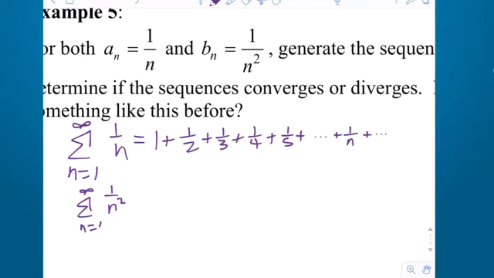Now my question is, do you think that sum converges or diverges? I start with 1, I add a half, then I add a third, I add a fourth. Converges? They're getting smaller, but I'm going to be adding something forever and ever and ever, even though it's by less and less and less. What I'm adding approaches 0.